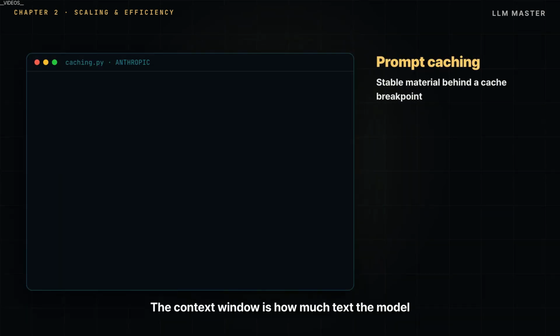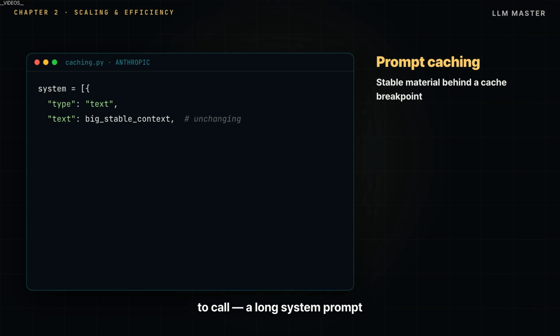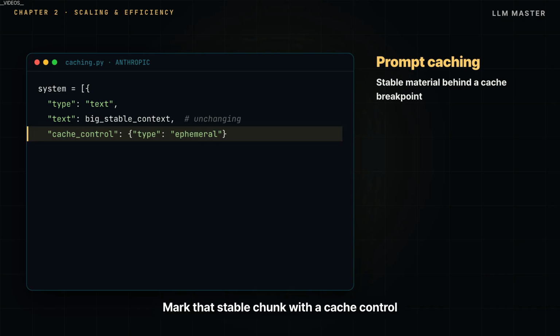The context window is how much text the model can see at once. Prompt plus tools plus history plus its own answer, all counted in tokens. Bigger windows are tempting, but the real skill is using them efficiently, and the single best tool for that is prompt caching. Here's the idea. A lot of what you send is identical from call to call, a long system prompt, a fixed set of instructions, a big reference document. Mark that stable chunk with a cache control block, and the provider stores the processed prefix. On the next call, it's served from cache at a fraction of the cost and latency.